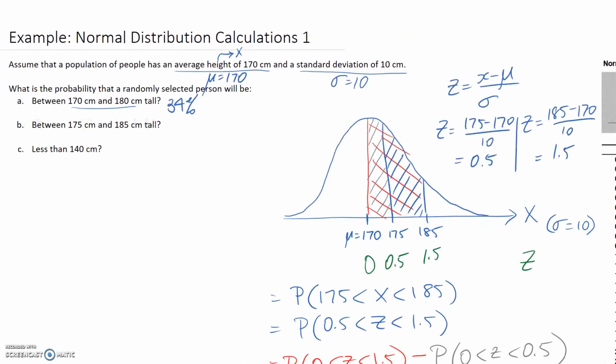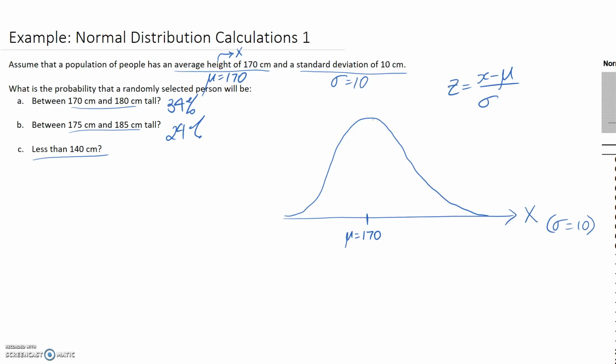So if we come back and answer the question, that means the probability of being between the 175 and 185 centimeters tall is about 24%. Alright, so the last one is we're looking at what happens in terms of the probability for being less than 140 centimeters. So let me again just erase everything that I had.